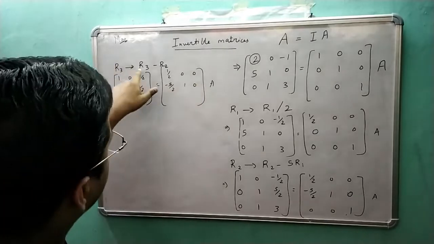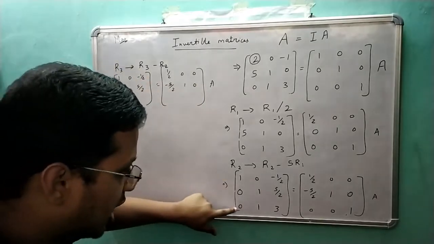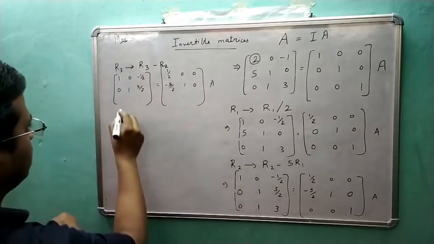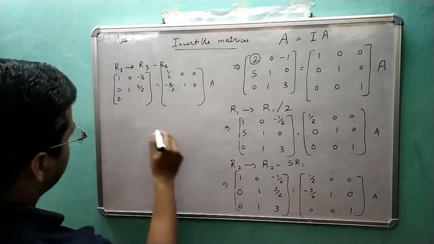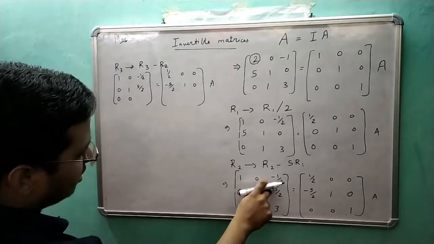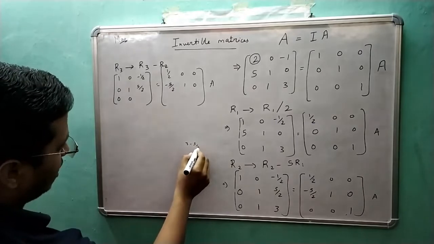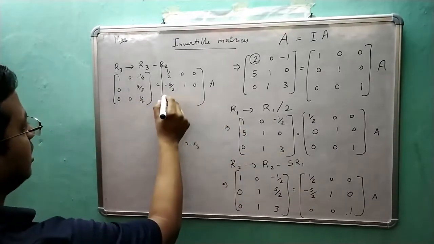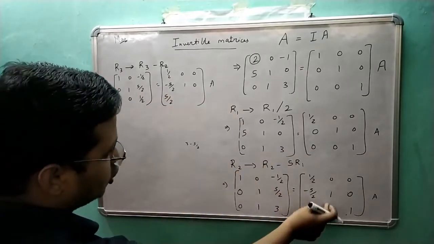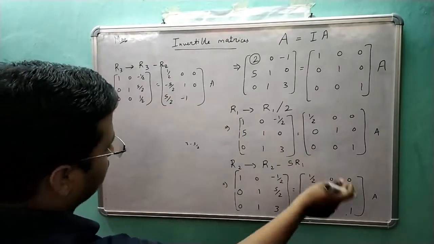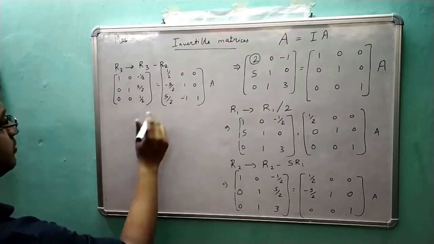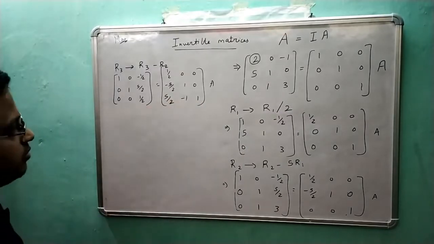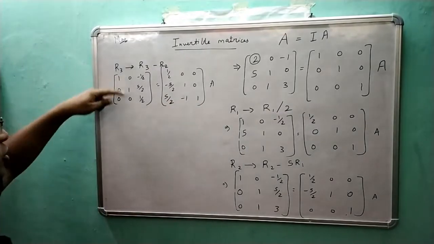Now R3 is changed to R3 minus R2. So R3 minus R2, 0 minus 0, 0, 1 minus 1, 0, 3 minus 5 by 2. So 3 minus 5 by 2 is 1 by 2. 0 minus 5 by 2 is minus 5 by 2. 0 minus 1, minus 1, 1 minus 0, 1. Alright, so second step is also over.